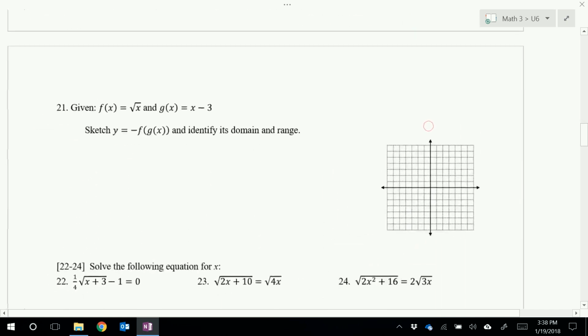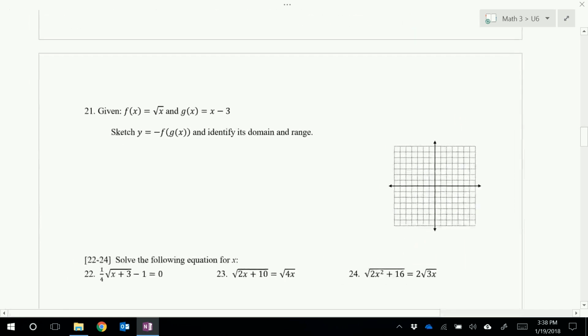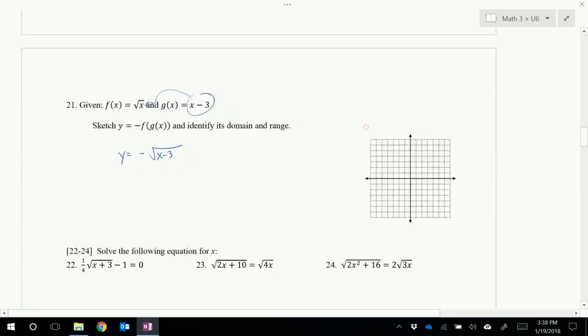Number 21. Given f of x equals the square root of x and g of x is x minus 3, sketch y equals negative f of g of x. So we're going to plug in g of x in the x value for f, and put a negative sign out in front, and we end up with y equals negative square root of (x minus 3). We identify the domain and range and have a nice sketch here.